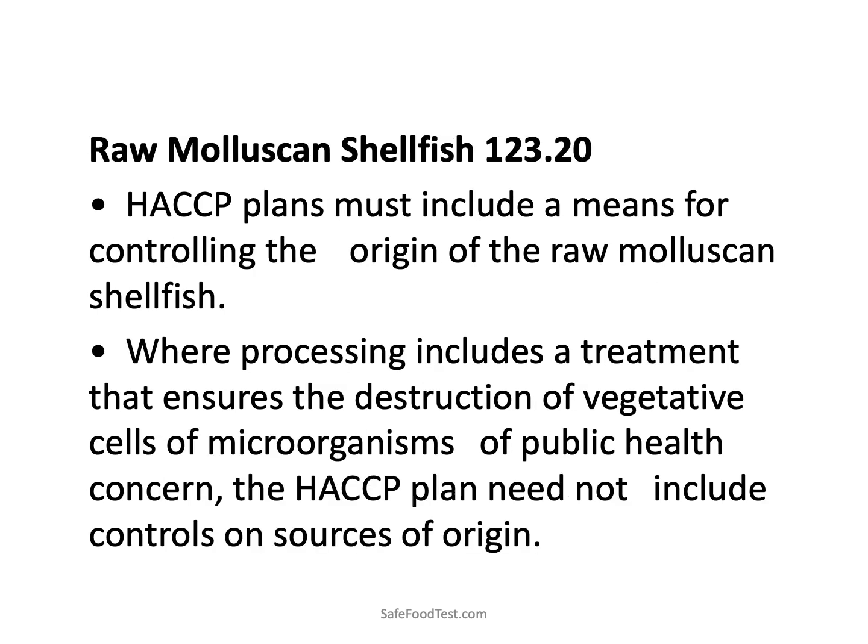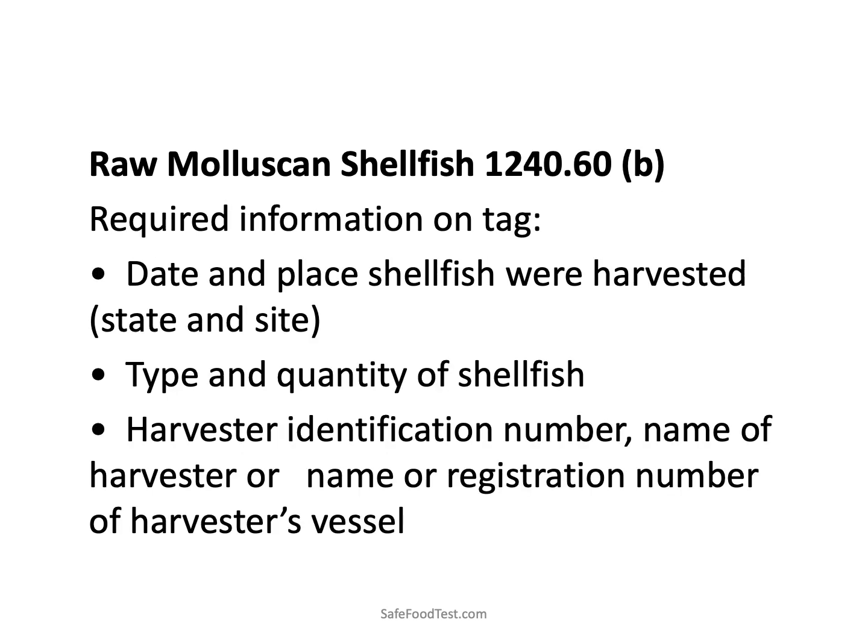Title 21-123.20 covers raw molluscan shellfish. HACCP plans must indicate a means for controlling the origin of raw molluscan shellfish, where processing includes a treatment that ensures the destruction of vegetative cells of microorganisms of public health concern. The HACCP plan need not include controls on sources of origin. An effective way of tracking raw molluscan shellfish is shell stock identification tags.